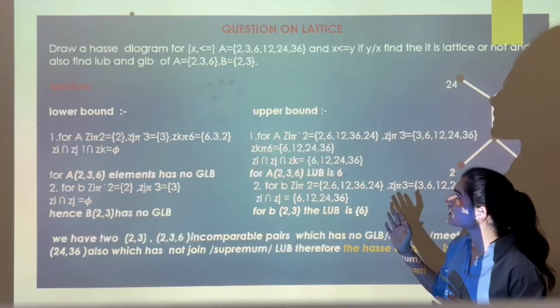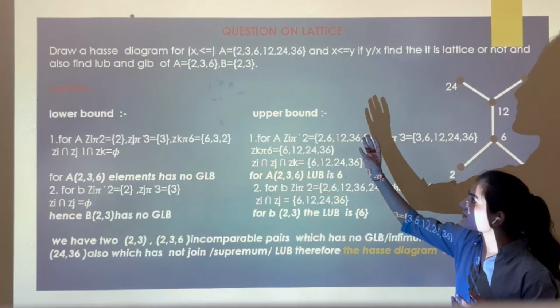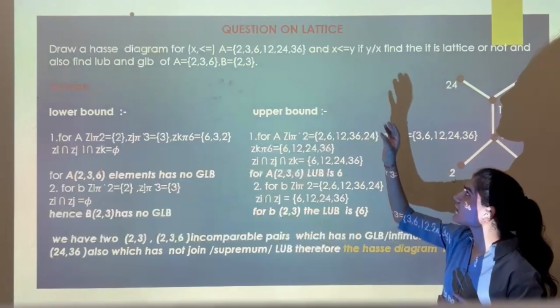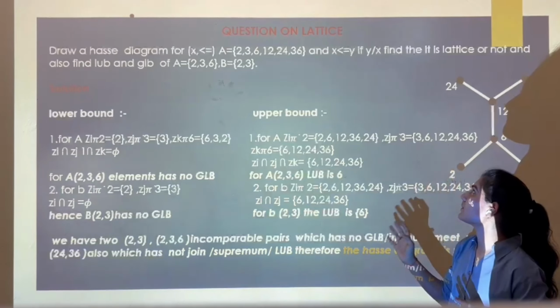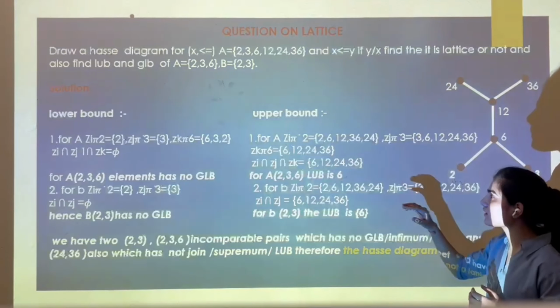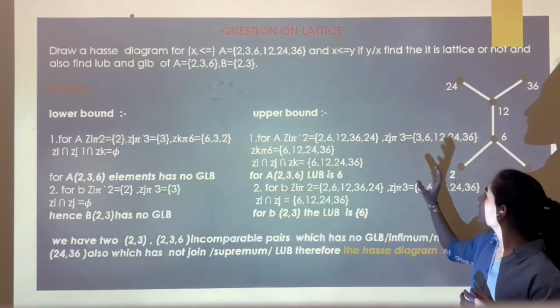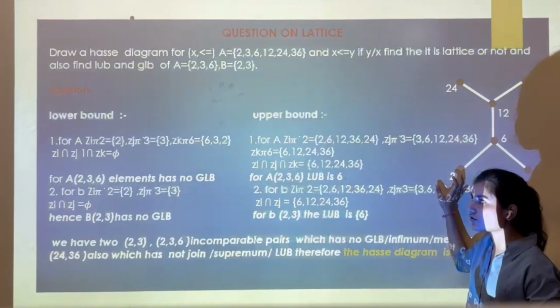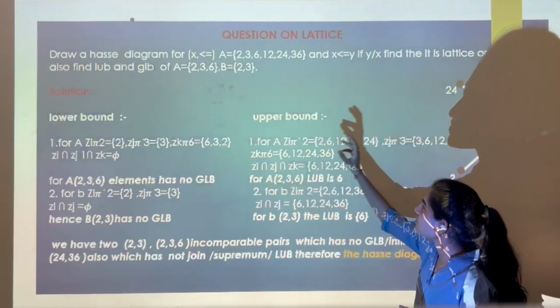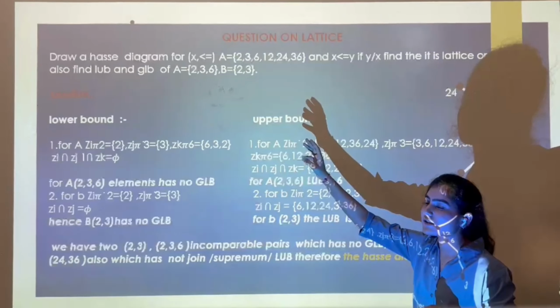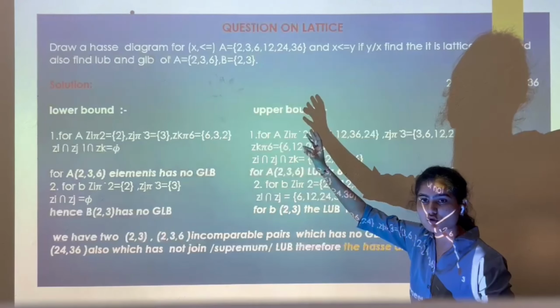The next question is given here: A is a lattice, and we have to draw the Hasse diagram according to the condition that x is less than or equal to y. According to the condition we have drawn the Hasse diagram, and we have to find whether this particular Hasse diagram is a lattice or not. Another part of the question is to find the LUB and GLB of A, which is {2, 3, 6}, and B, which is {2, 3}.